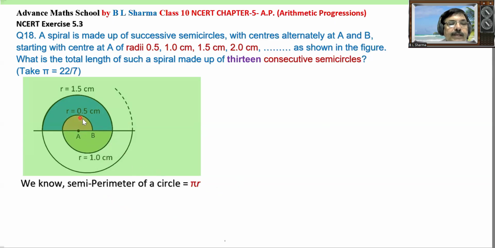Radius is 0.5 centimeter. So what is the length here? That is pi into 0.5. So this length L1 is pi into 0.5, that is pi by 2 centimeter. 0.5 means half. But here to here, its radius is 1 centimeter. So this length L2 will be pi into 1. So that is pi centimeter.